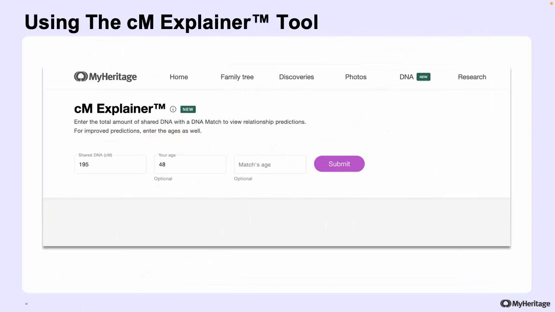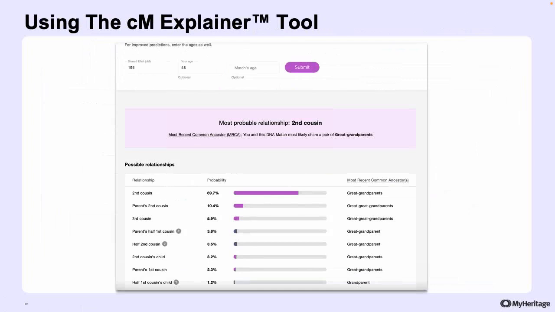And now I'm going to show you an example, as I mentioned before, of how this tool can also help refine probabilities, even when you have only one age. Most of us know our age, I hope all of us, and sometimes we don't know our match's age. And it's okay, because it still can help us get better results. So for example, when I found someone with whom I share 195 centimorgans, and my age is 48, then I will be able to see the possible relationships the CM explainer found.